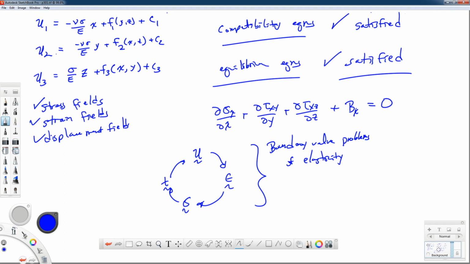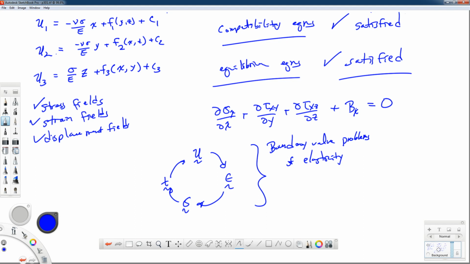One of the next things we're going to do is come up with something called the Beltrami-Mitchell equations, which will give us a more compact representation of this particular boundary value problem. Compact, in the end, it's going to take a little bit of work to get through it. So to combine all these ideas that we have together at this point.